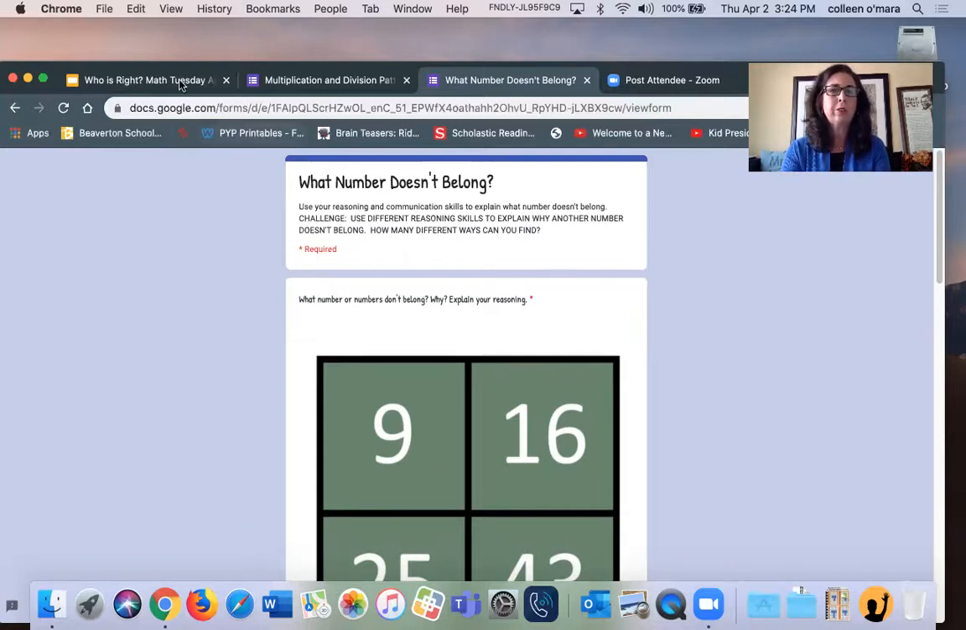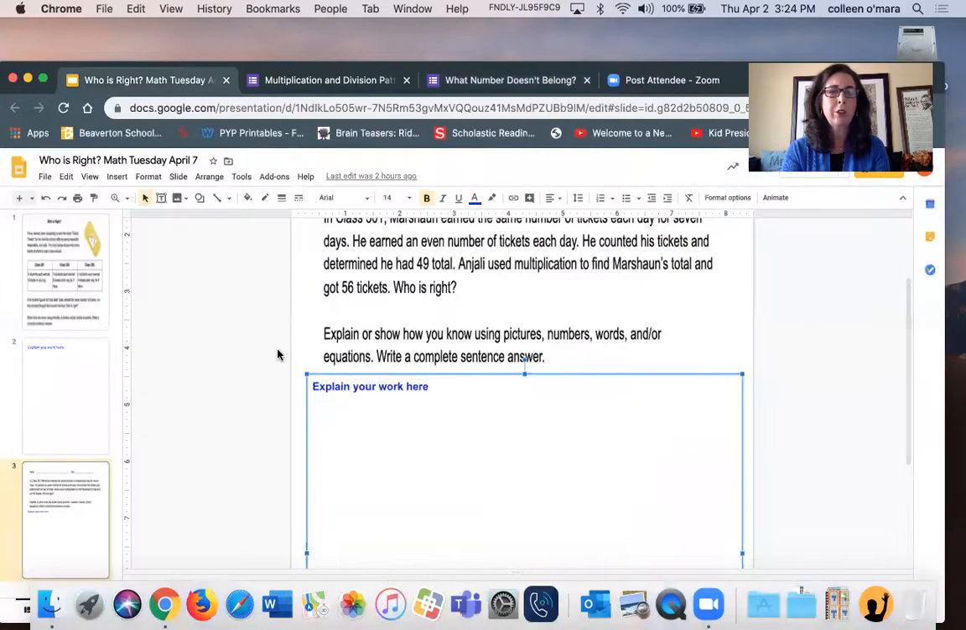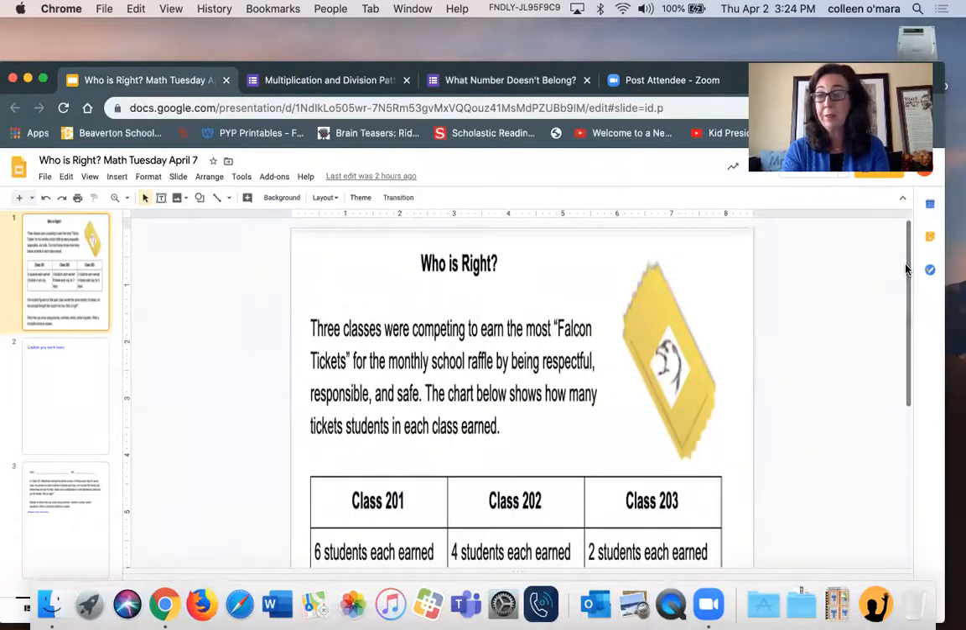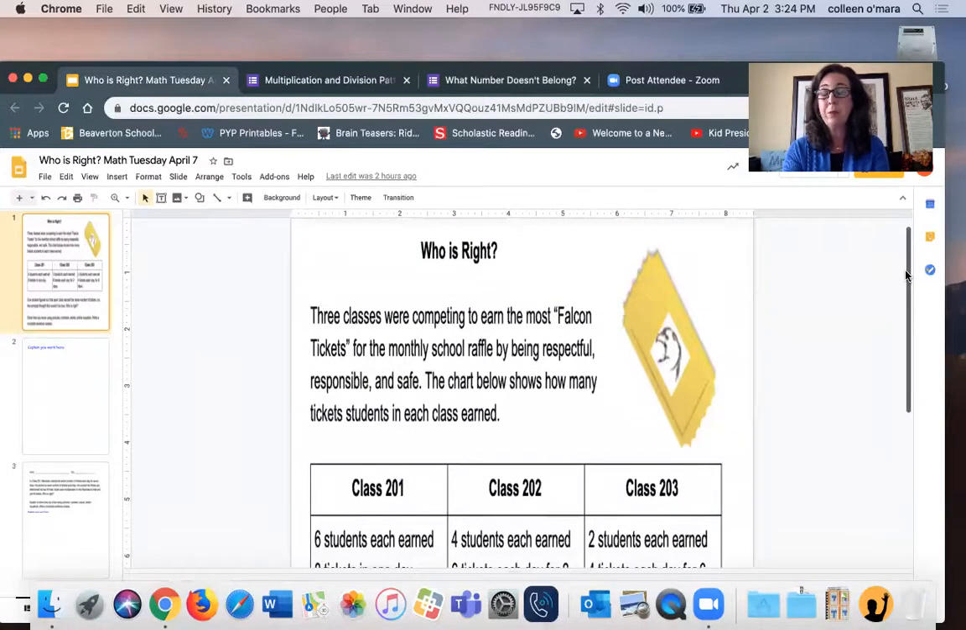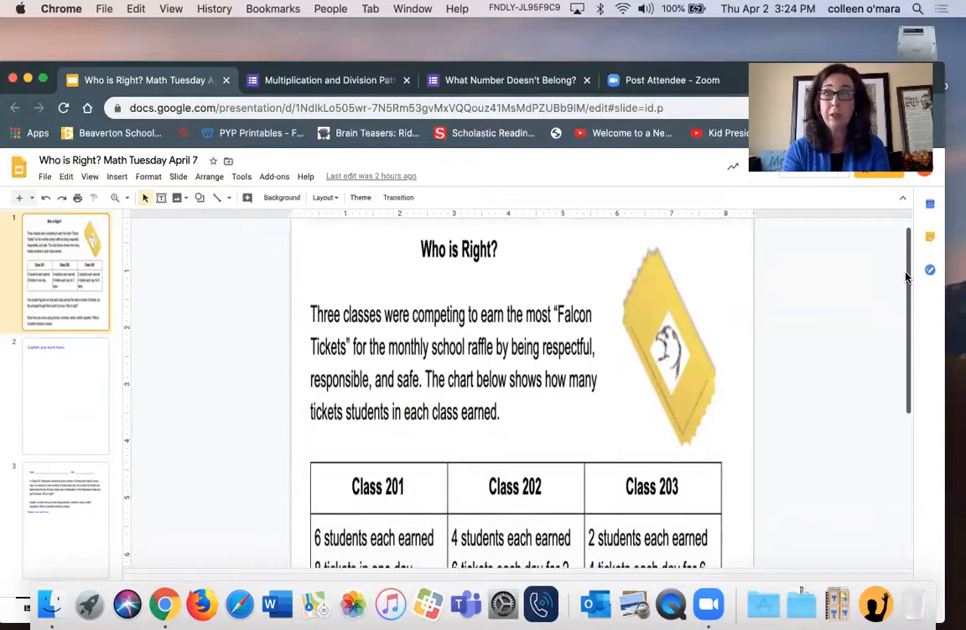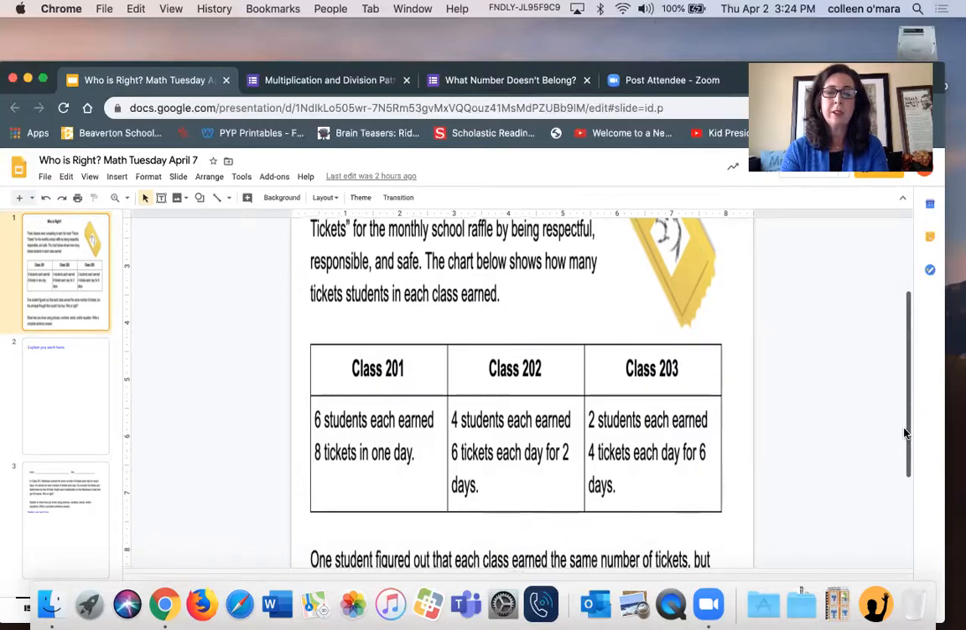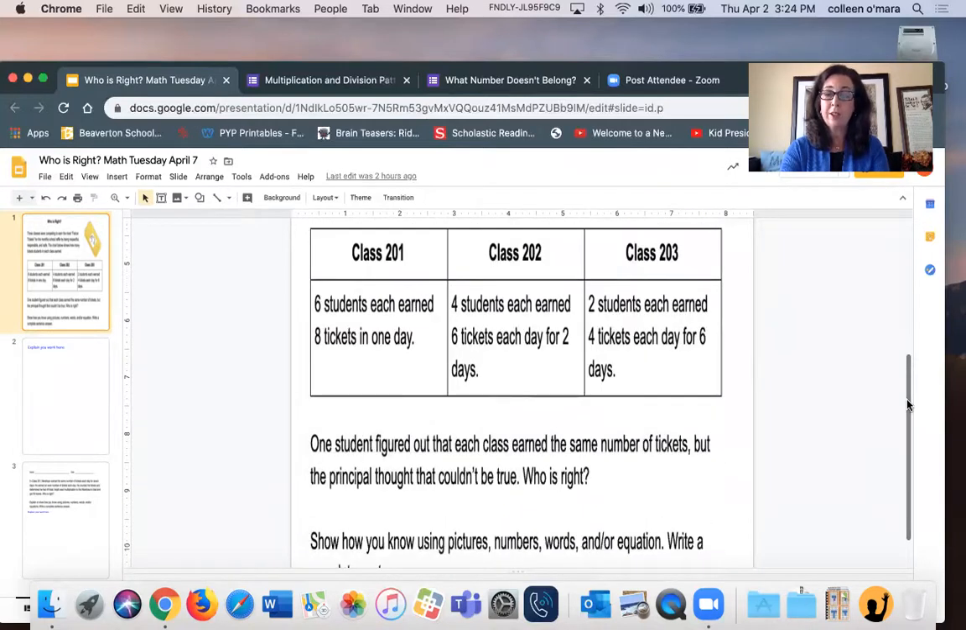And our third and final assignment is called Who Is Right? You can do it today if you want, but this is going to be on Thursday as well. Three classes were competing to earn the most Falcon tickets for the monthly school raffle by being safe, respectful, and responsible. They use this chart below, class 201, 202, and 203. One student figured out that each class earned the same number of tickets, but the principal thought that couldn't be true. Who's right?